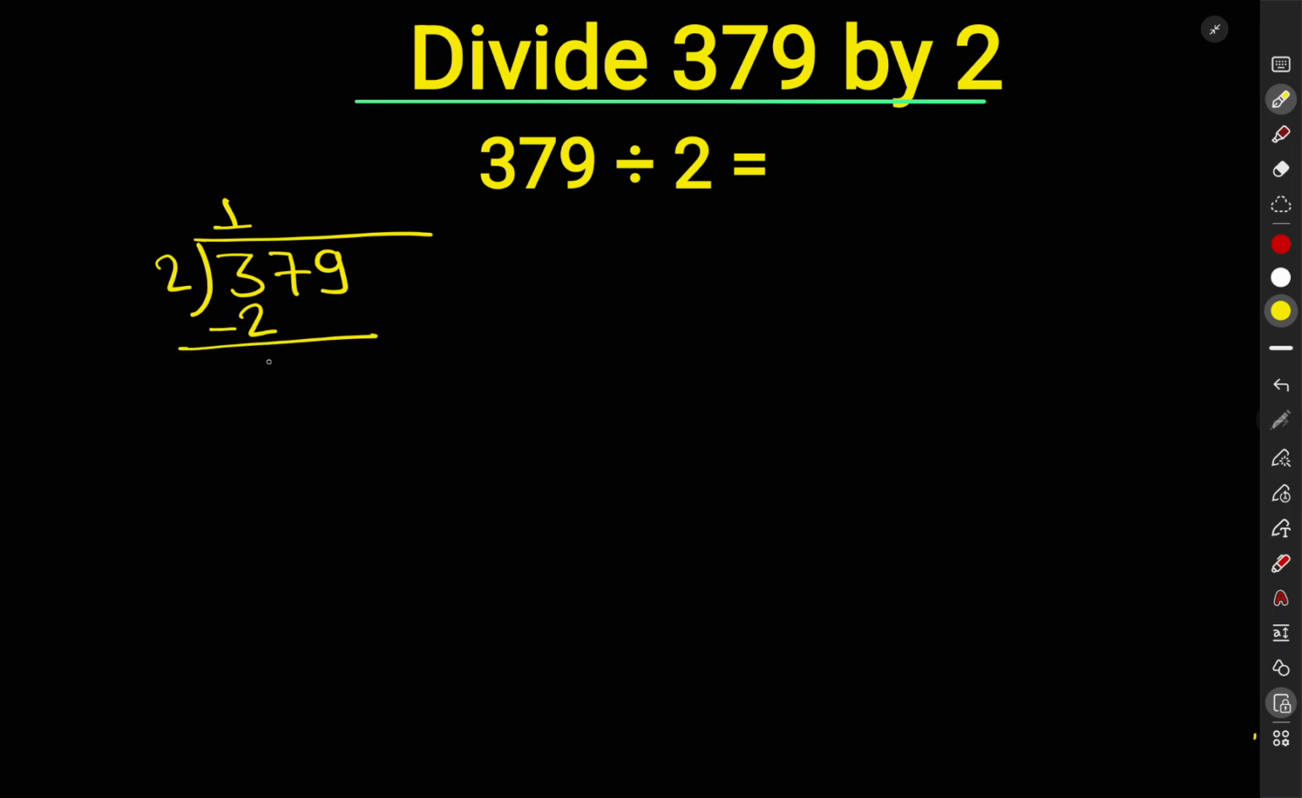On subtracting we get 1. So again this 1 is less than 2. So we put down the number beside this, 7.